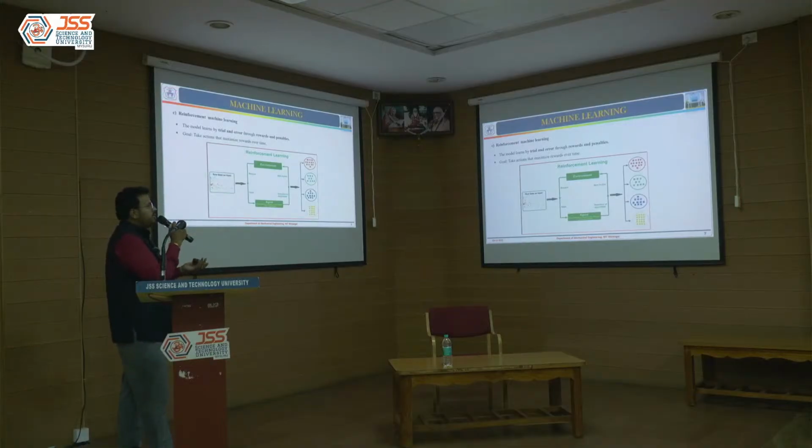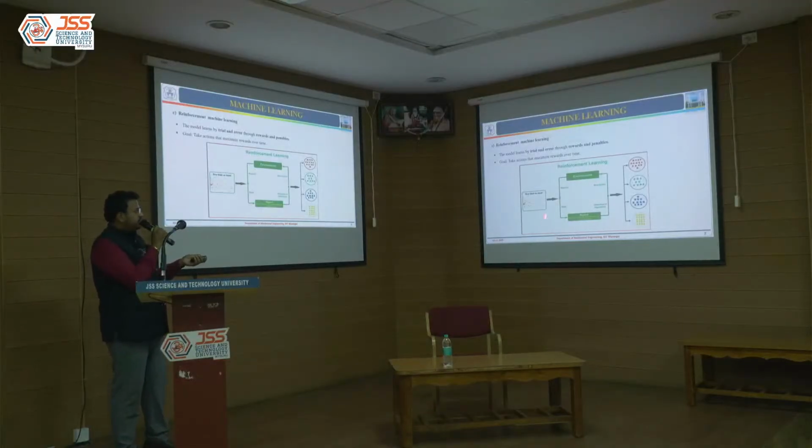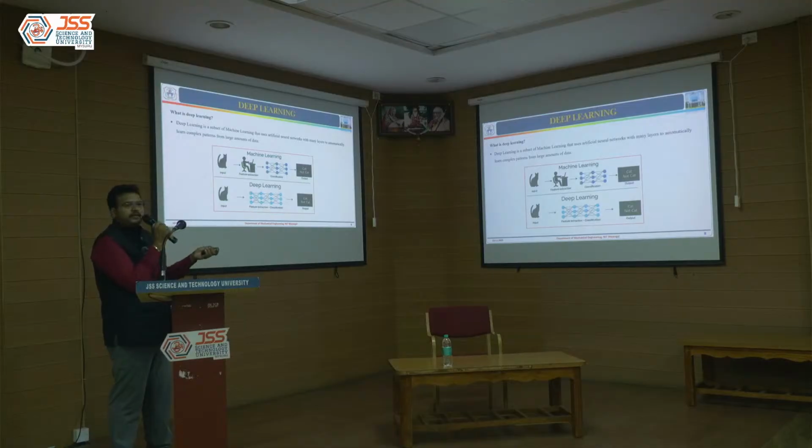Reinforcement is another type where you can see the raw data as input, and components like the environment and the agent, and then the output printing. The model learns by trial and error in reinforcement through rewards and penalties. The goal is to take actions that maximize reward over time. And we have a subset called deep learning. Deep learning is a subset of machine learning that uses artificial neural networks.